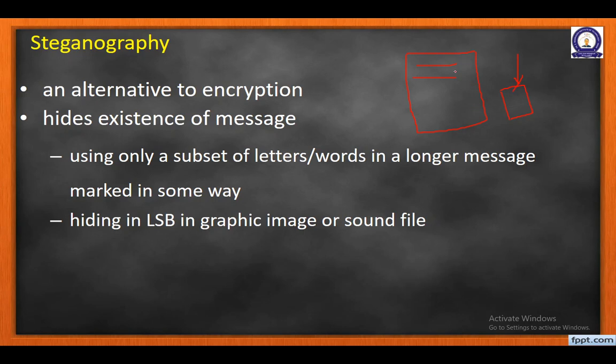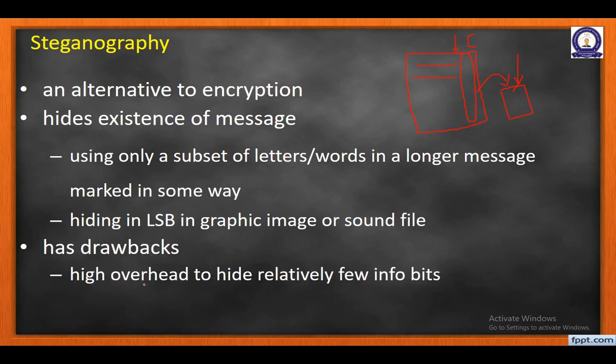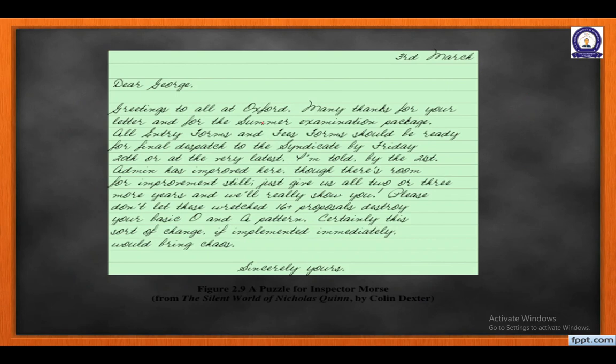Or suppose this one big image is there and I have a small image. What I will be doing is converting this small image into binary. So here I have all the LSBs. Normally your LSB is nothing but the least significant bit. I will replace all these LSBs with the new image. I will hide this image in the LSB of this bigger image. That can be done. It has a drawback, because sometimes it becomes a high overhead to hide relatively few info bits. That can be possible.